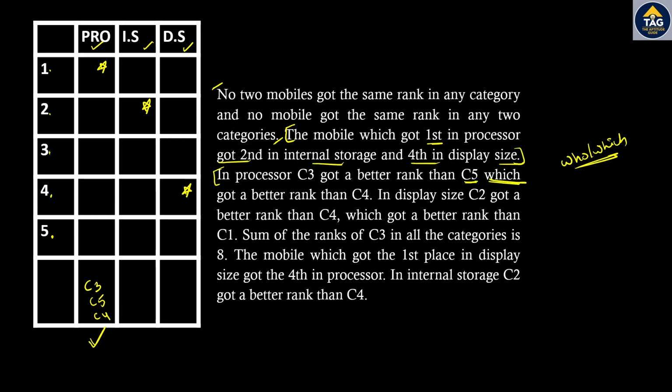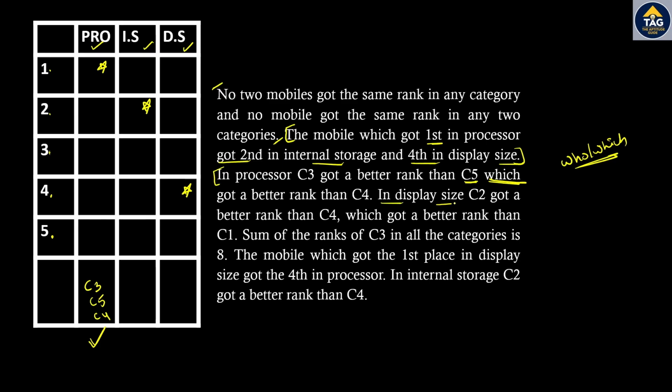In addition to this, we cannot predict the number of mobiles that got placed between C3 and C5. So we cannot say that C3 and C5 are immediately next to each other. In the same way, C5 and C4 may or may not be immediately next to each other. That's how we need to understand this. Then let us look at this information now.